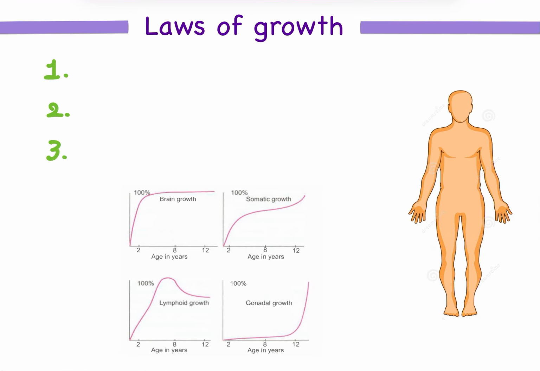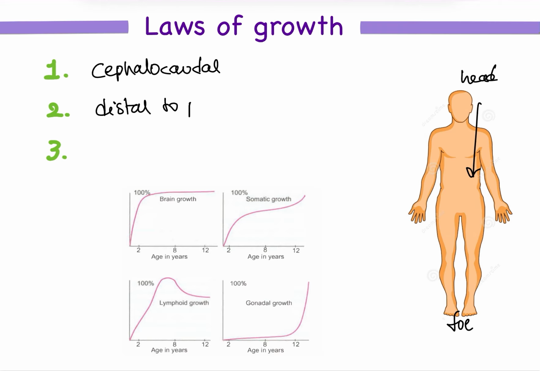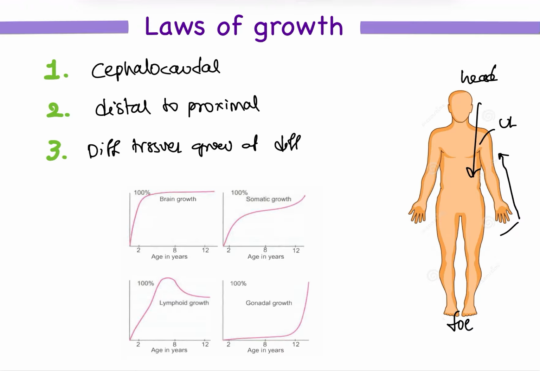The laws of growth. There are three laws. First one is growth is cephalocaudal. That is, growth occurs from head to toe. The second law is distal to proximal. For example, let's take the upper limb. The growth occurs from fingers to the proximal part of the limb, that is distal to proximal. The third law is different tissues grow at different rates.